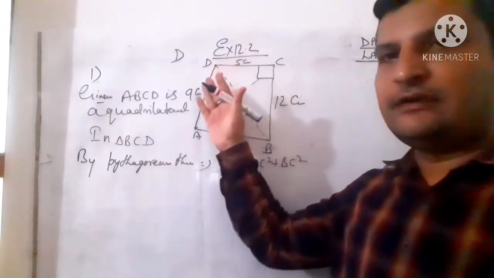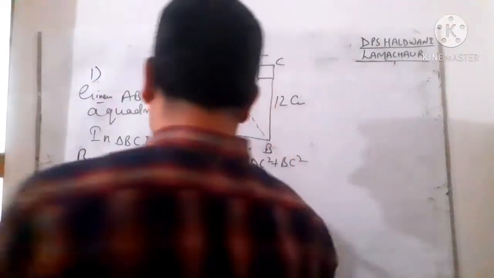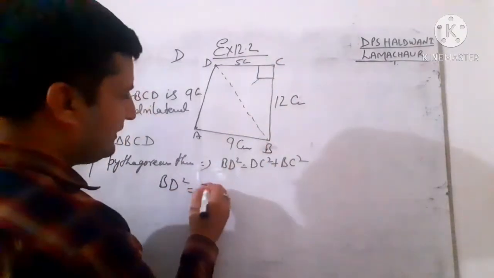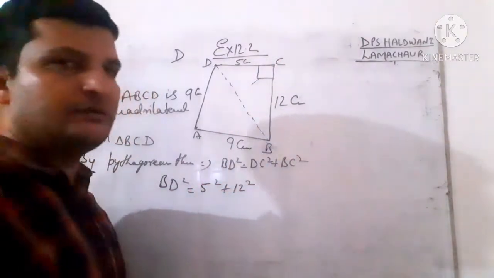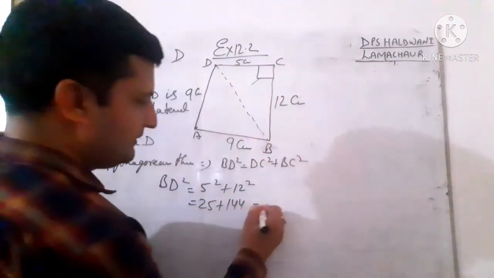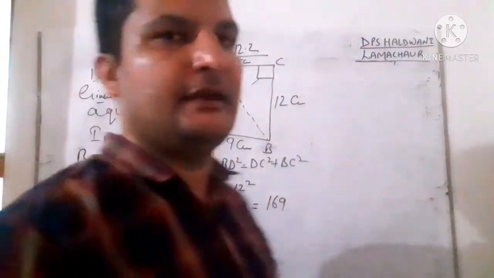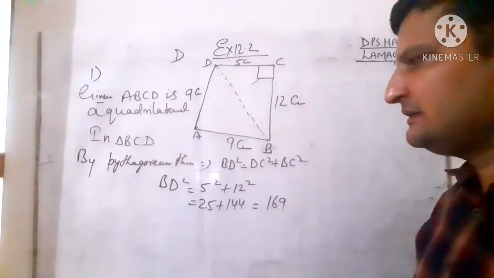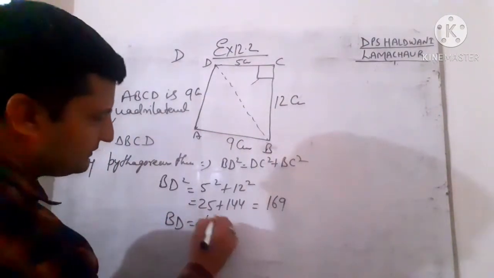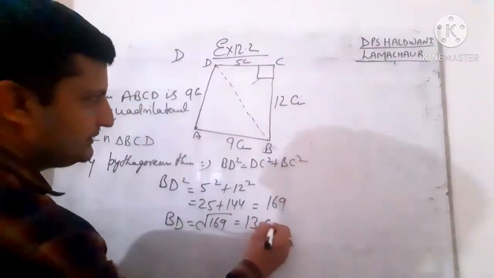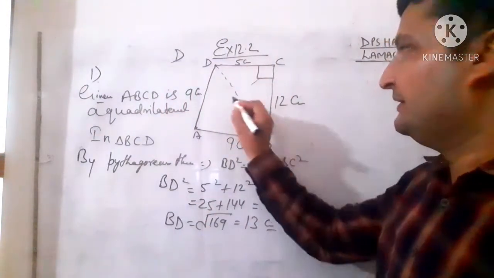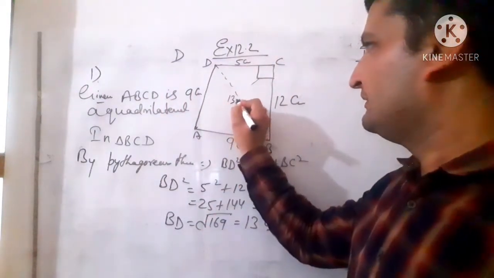Now we can find the value of BD easily. BD square is equal to DC square, which is 5 square, plus 12 square. 5 square is 25 and 12 square is 144, that is 169. So BD square is 169. So BD is equal to root of 169, which is 13 centimeter. So students, we have found BD: it is 13 centimeter.